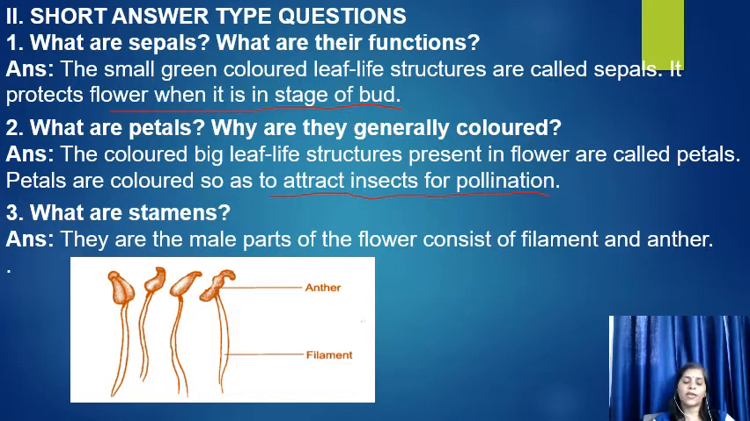What is pollination? Transferring of pollen grains from one flower to another, or we can say from the anther to stigma. What are stamens? They are the male parts of the flower, consisting of filament and anther. You can see here in the picture.